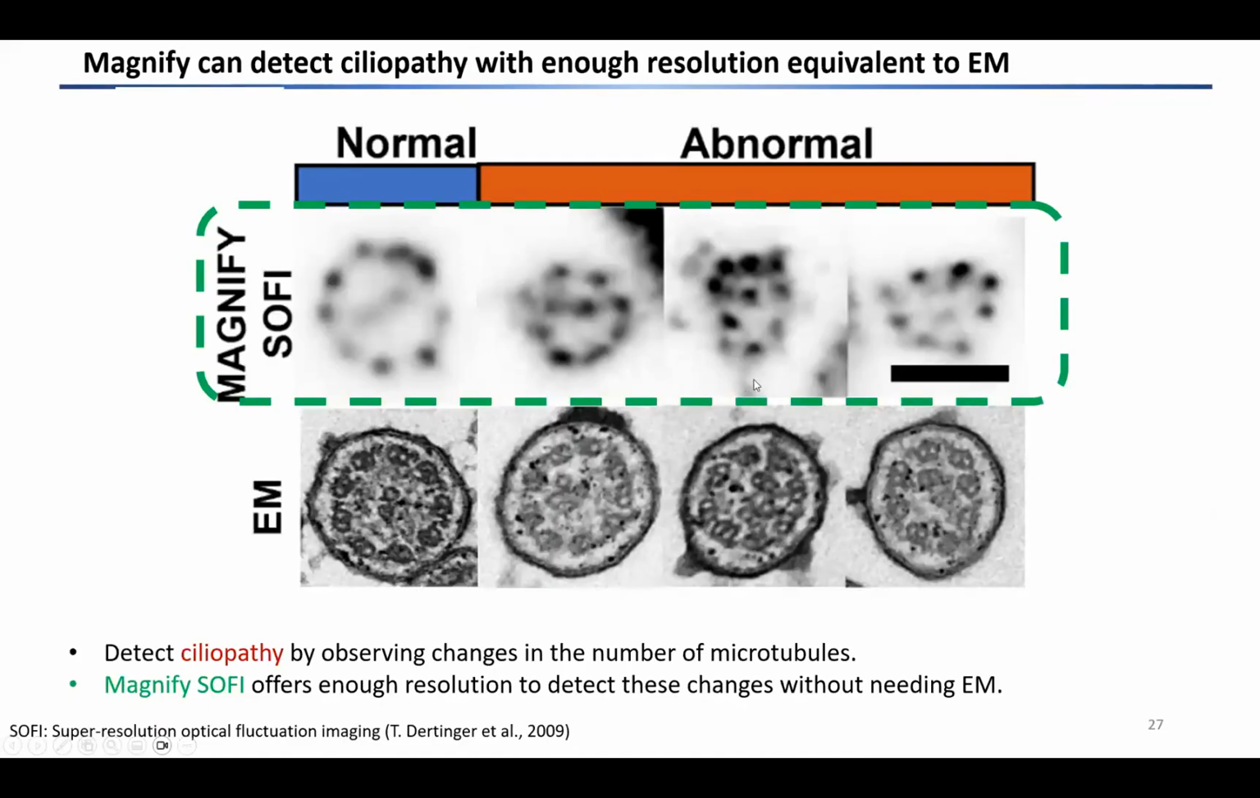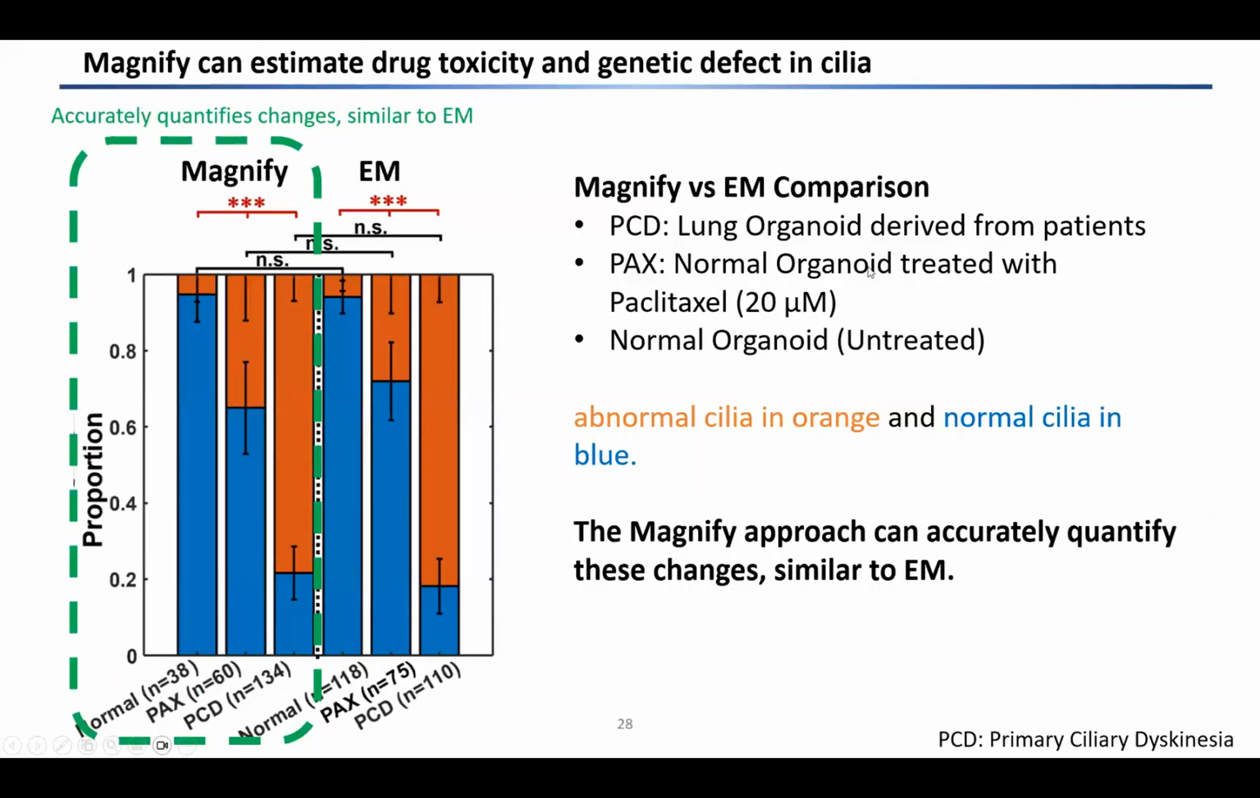We then also asked whether we can use Magnify expansion to actually detect some ciliopathy. So, for example, here you have the normal ciliary structure. You can count, there's a 9-fold symmetry here, and then the abnormal one is oftentimes missing one of the microtubule structures. So we actually examined 3 different conditions. One is lung organoid derived from a patient with PCD. Another one is a normal organoid treated with Taxol, which is a cancer drug that we know will damage the tubular growth of the cilia. And then, of course, we have the normal organoid.